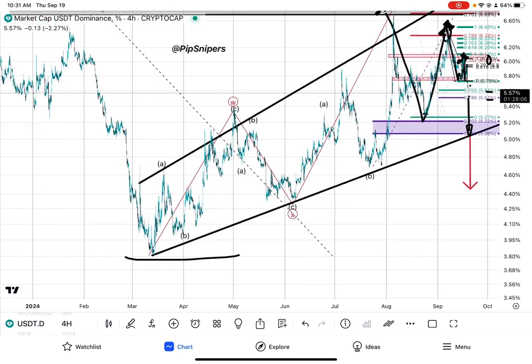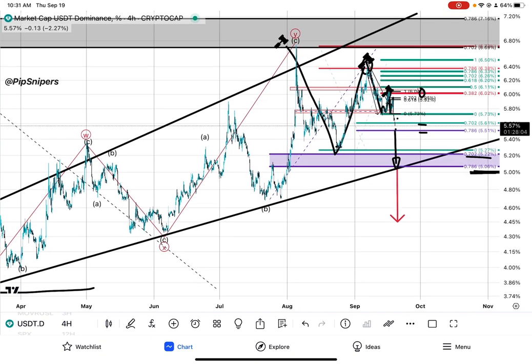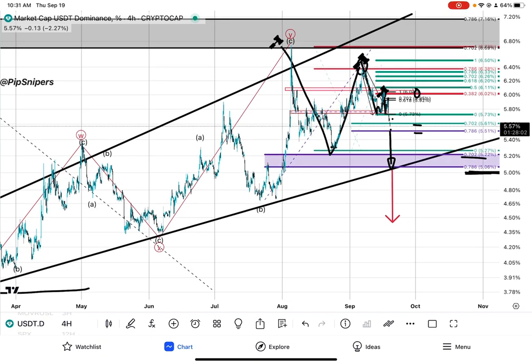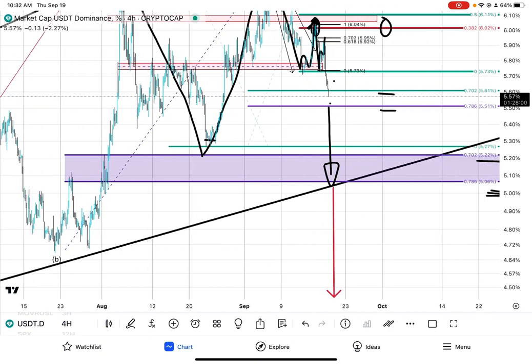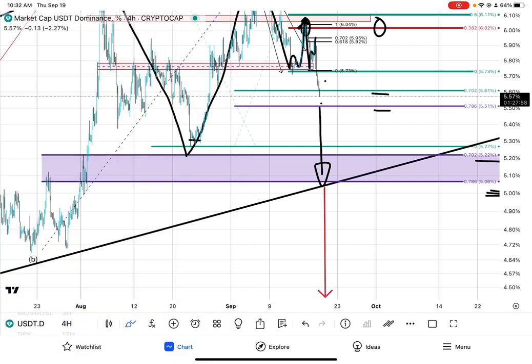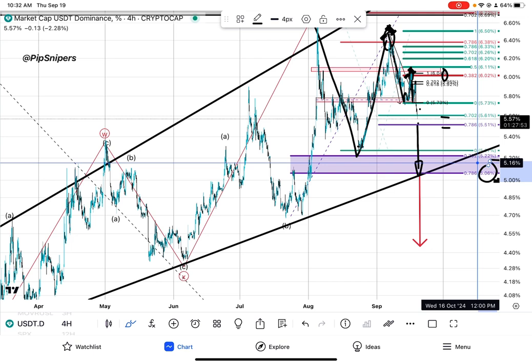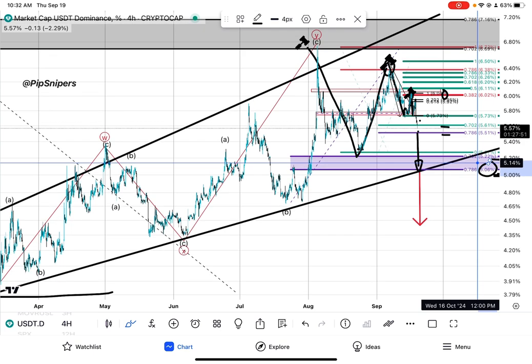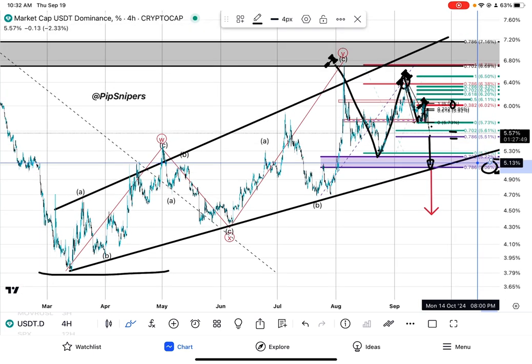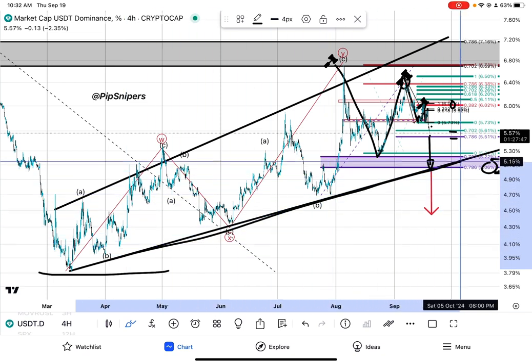Okay, so if we zoom out here, you can see that the trendline support is sitting at 5.22 to 5.06%. As soon as you break below 5.06% on a closing basis, then you wouldn't only be breaking below the 0.786, but you'd be breaking below this macro psychological support, which we've been using for a little bit over half a year.